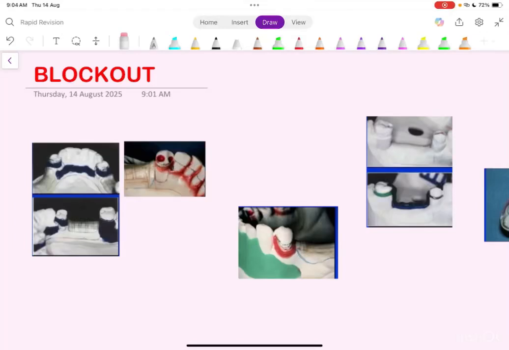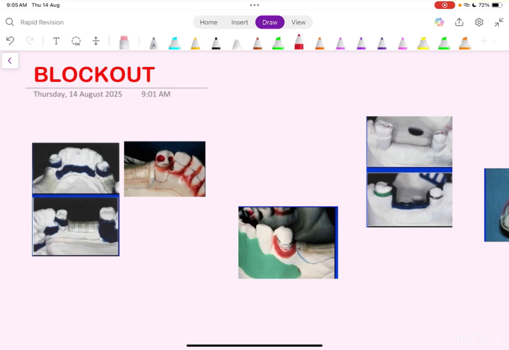In this video, I'll be talking about the blockout methods. So basically, it is a very essential part of RPD and it comes as a question so many times. Sometimes you're given the image and you have to tell which undercut blockout this is, and sometimes they give the indication and ask which blockout will you give here, or sometimes just the name of the blockout and then a lot of indications are listed in the options and you have to select the correct one.